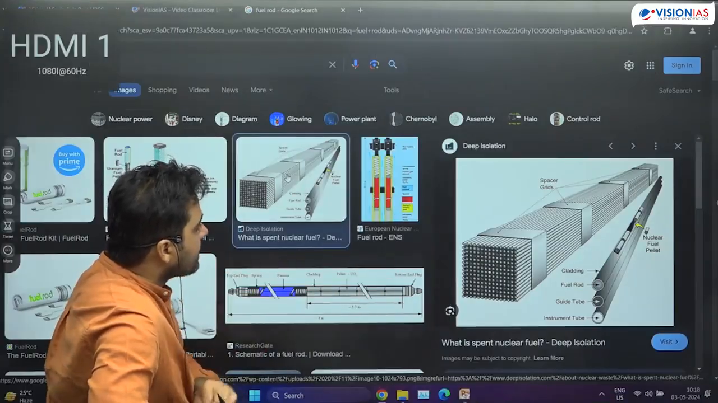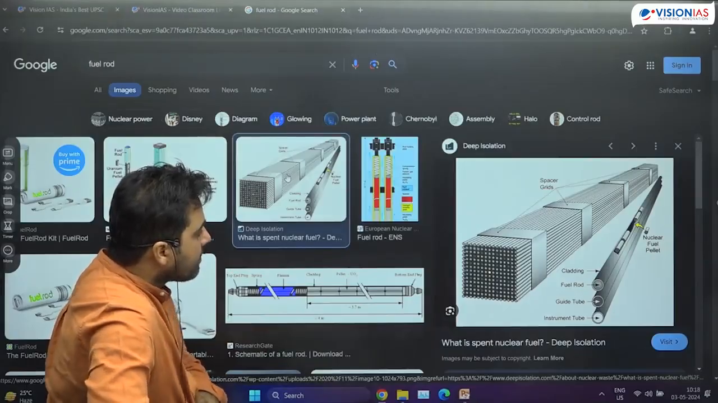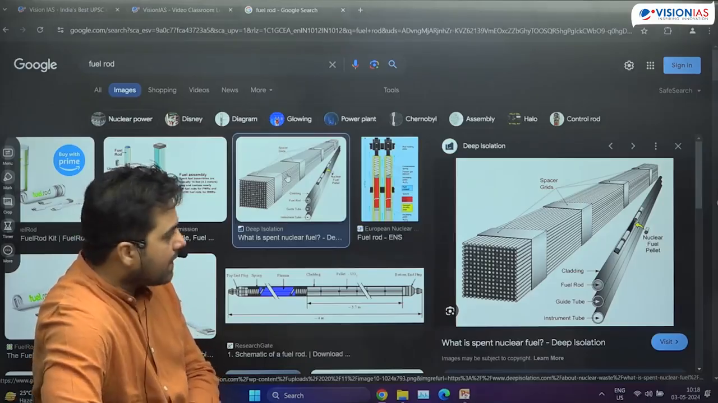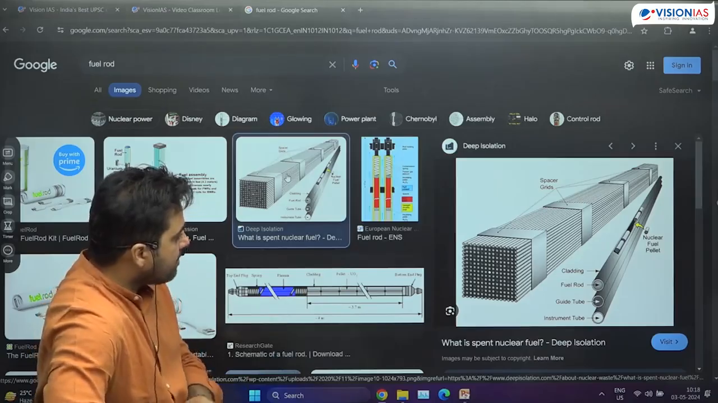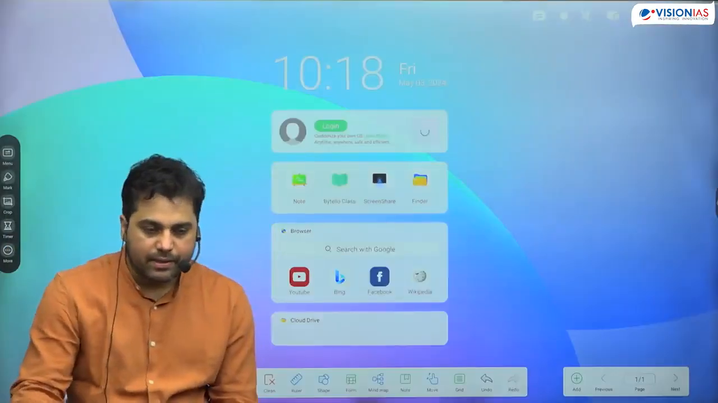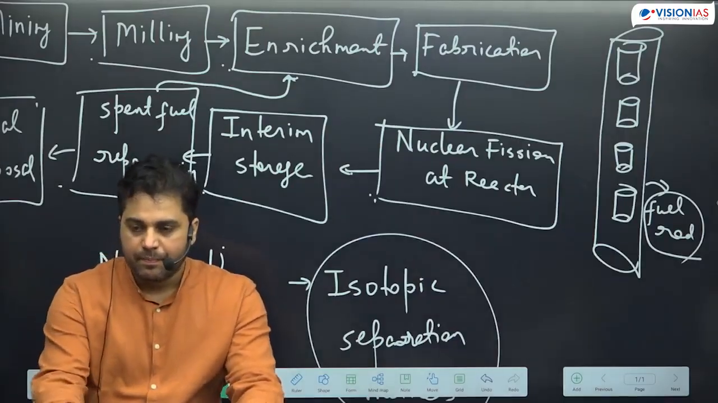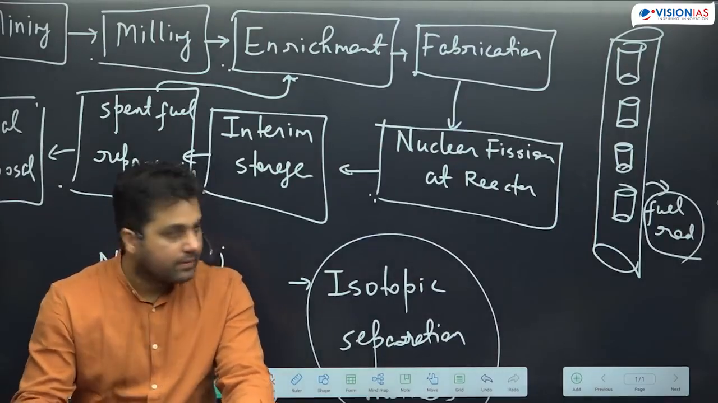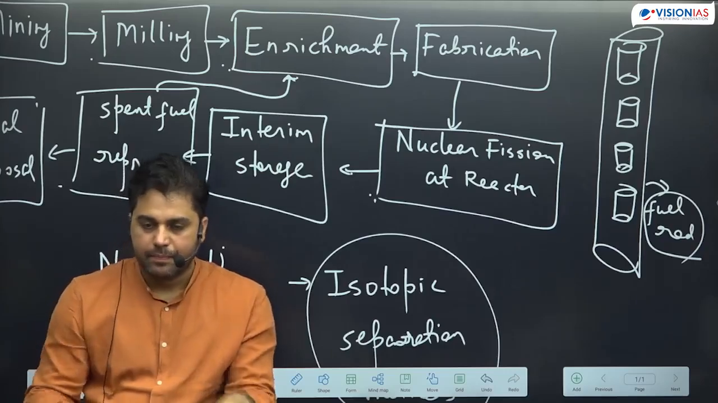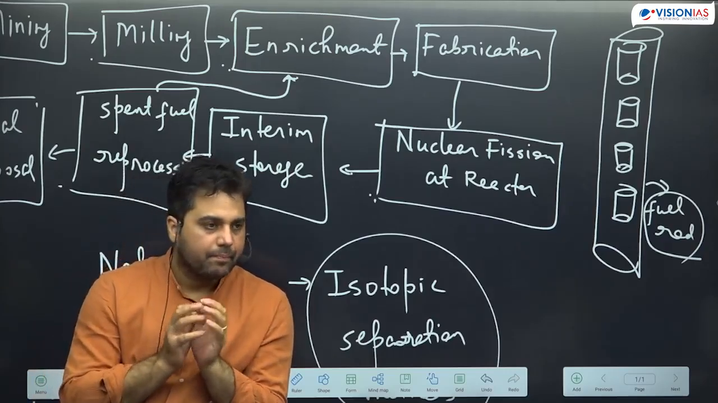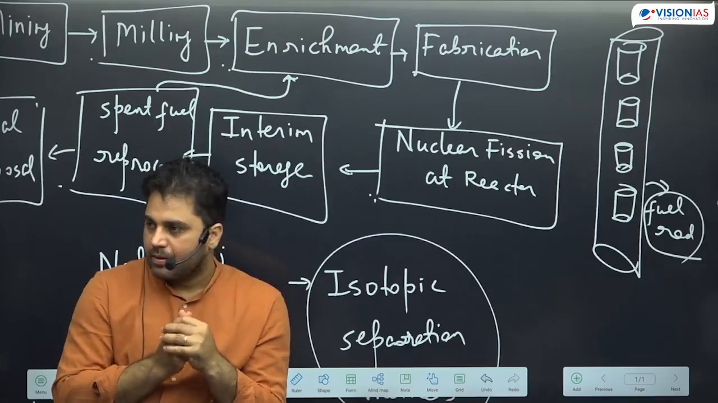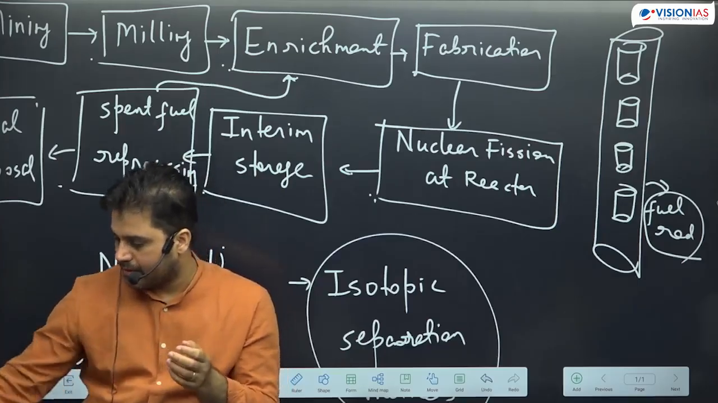It may look something like this, that you have all of these fuel rods, more than 100, even up to close to 200, all of them kept as an assembly, and I will have many such assemblies, more than 100 such assemblies, in the core of the reactor. Write down next, give the next heading: nuclear fission at the reactor. In this, just write one line: it can continue for 2 to 3 years.